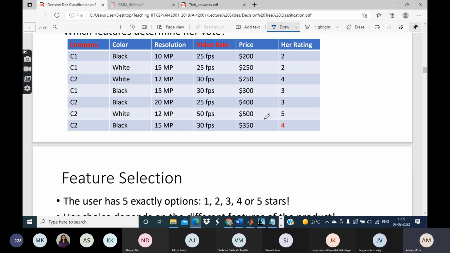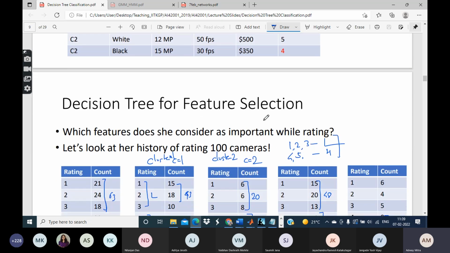And that is out of only 8 cameras. Mind that this is only a snapshot of the dataset. The full dataset has 100 cameras, so there may well be almost 100 different prices. Maybe only a small number of repetitions might be there.